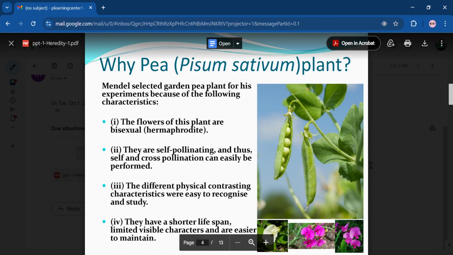For all these studies, he first chose the pea plant. Its biological name is Pisum sativum, like the garden pea. He could have chosen any plant like mango or orange, but he still chose the Pisum sativum plant. Why did he choose it? Because of some special characteristics of this plant.